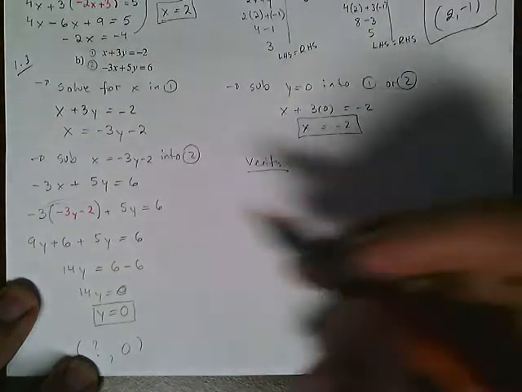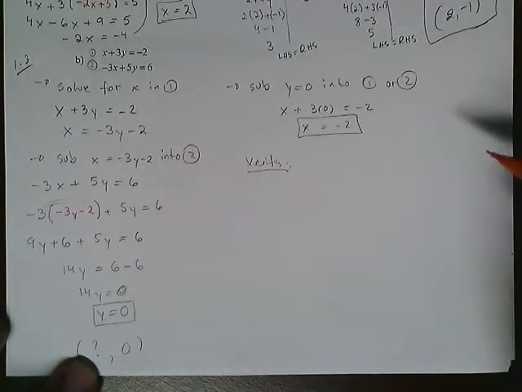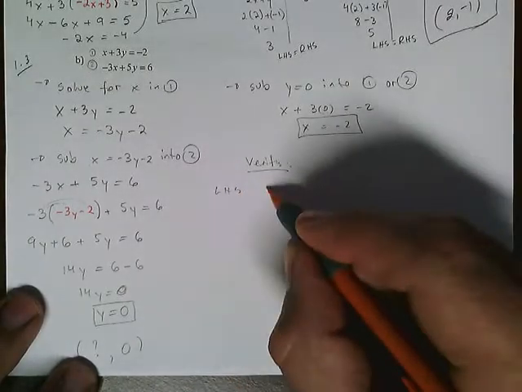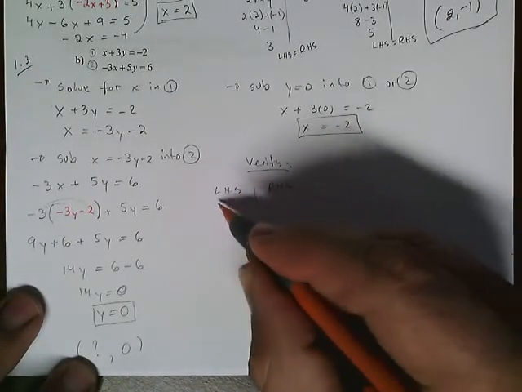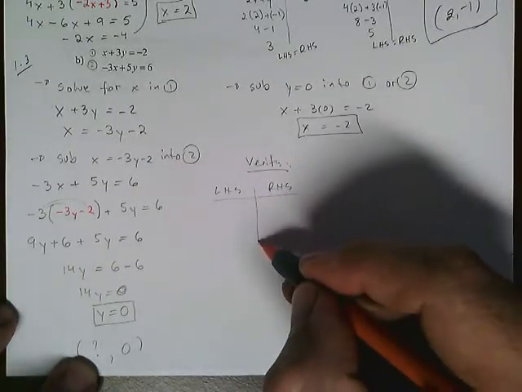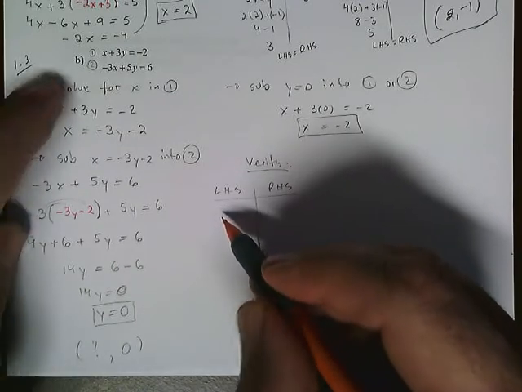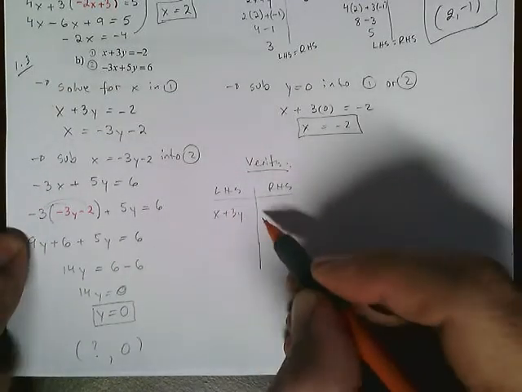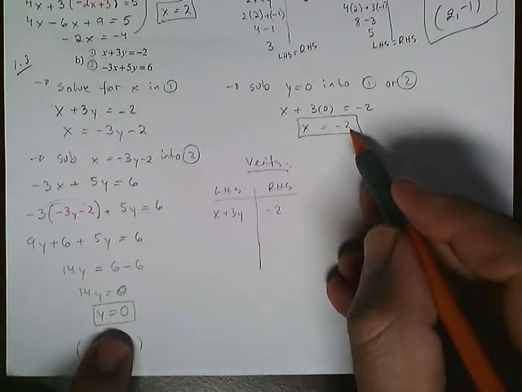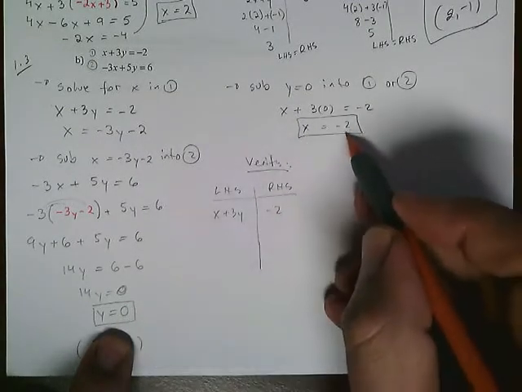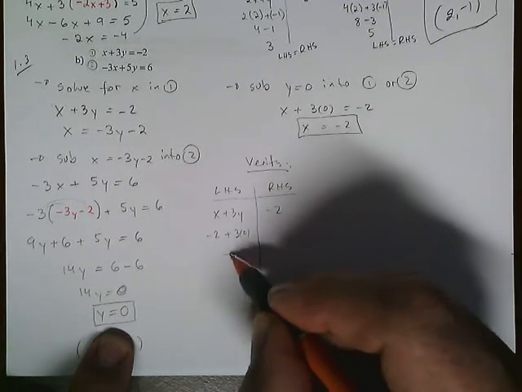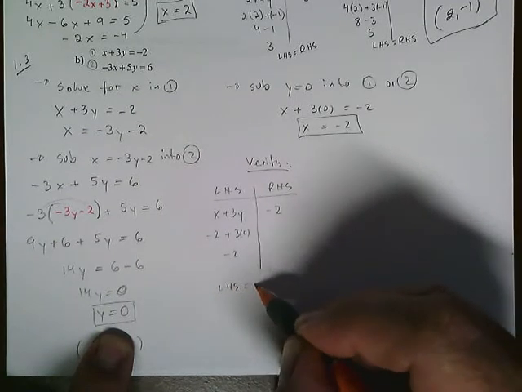Verifying is very important, especially because you could be making mistakes here. And if it doesn't pan out, you know you made a mistake. So left-hand side, right-hand side. And it's actually, let's see here, 3:24:25 for the video. So let's see how long that takes. So left-hand side is x plus 3y, negative 2. So you plug in negative 2 and 0. You got to be very careful. x is negative 2 and 3 times 0. So that is negative 2. Left-hand side is equal to right-hand side.